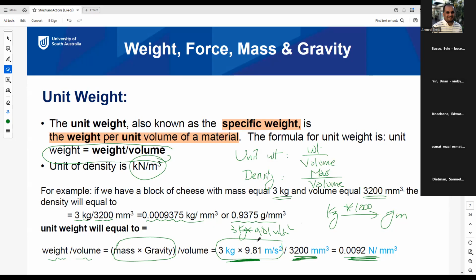So the unit weight of this material or this cheese is 0.0092 Newton per cubic millimeter, but the density was 0.0009375 kilogram per cubic millimeter. So this is the difference between the two concepts or the two terms, density and unit weight.